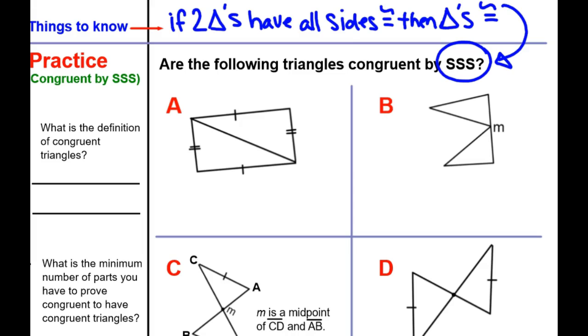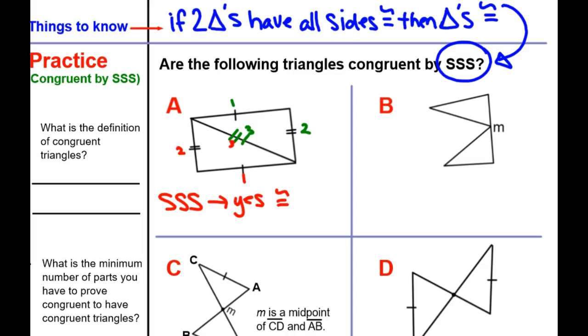If I look at question A here, I notice that I have a reflexive side in the middle. I have 1, 2, 3 tick marks on that triangle, and on the other triangle I have 1, 2, and 3 tick marks. These triangles are both the exact same by side, side, side. Yes, they are congruent.